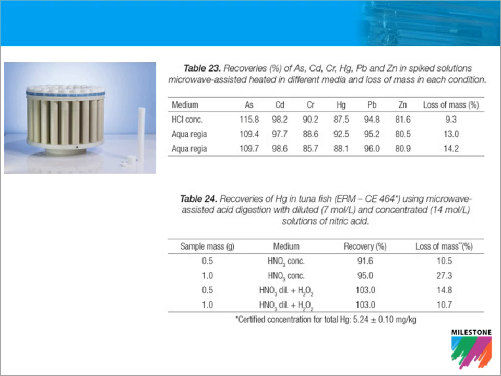Recently, we have shown that the Vent-Reseal mechanism can be used for digesting high masses of samples without losing volatile elements, as can be observed in table 24 for mercury. In spite of losing up to 27% of solution by evaporation, mercury was quantitatively recovered in tuna fish certified reference material. So, the important point is to control the heating process.